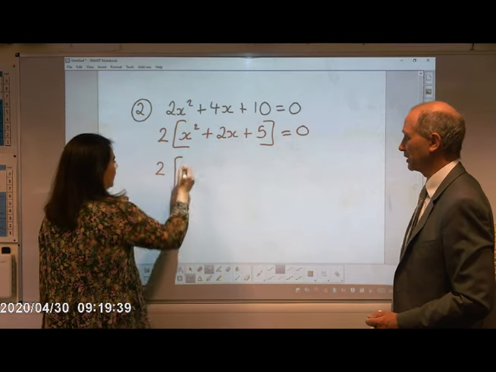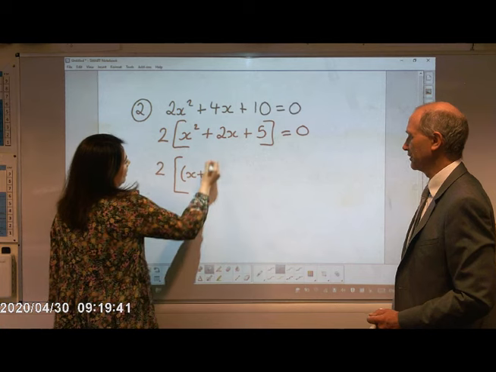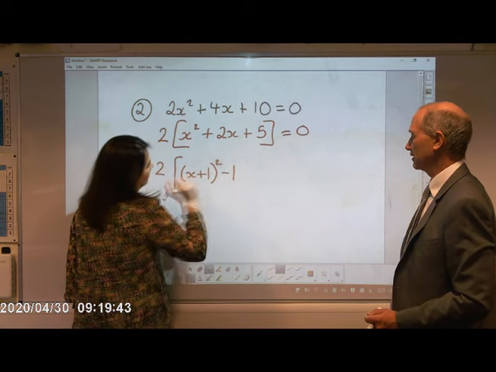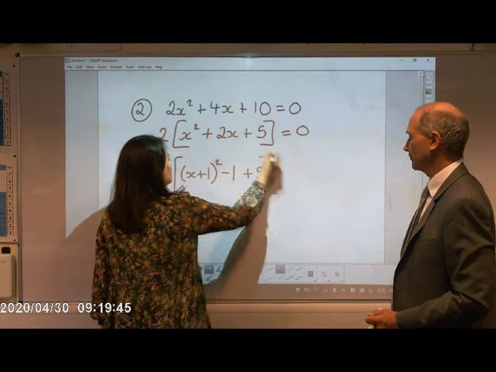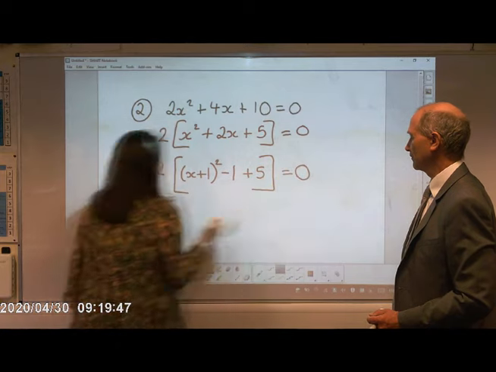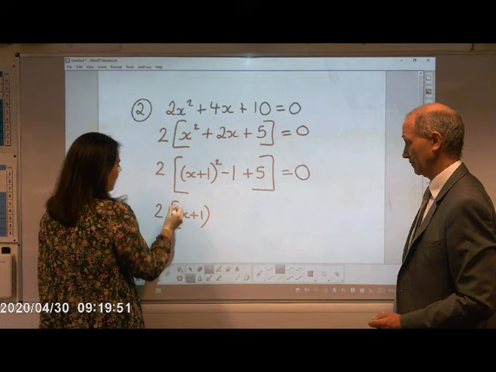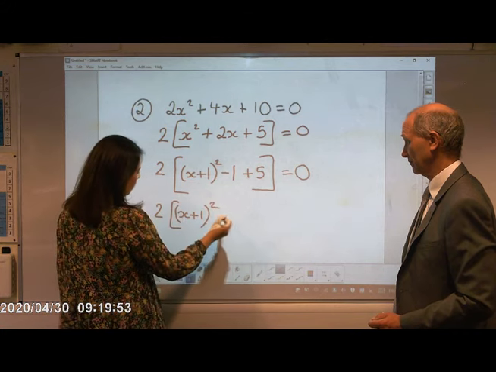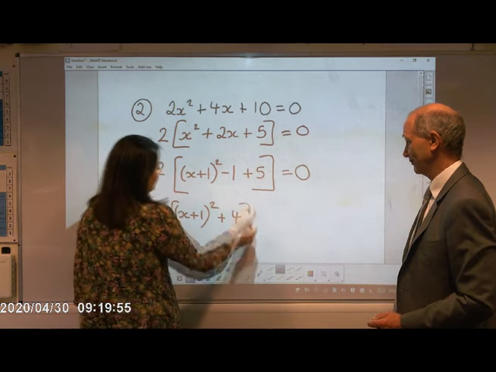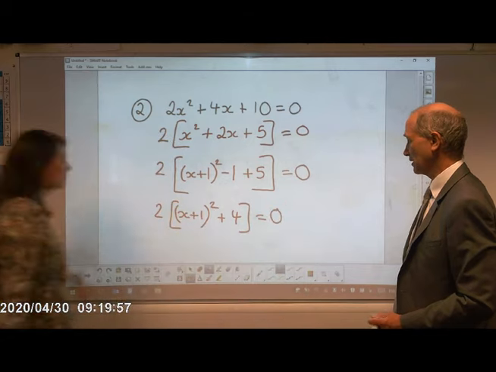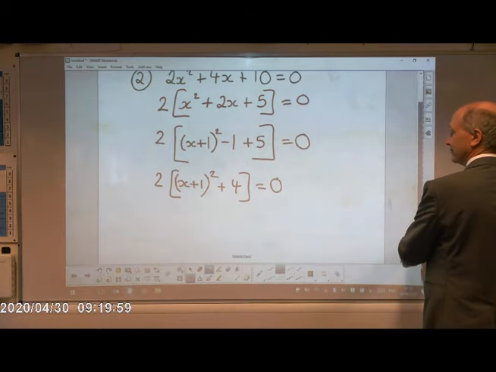Okay, so half it. So we're going to complete the square for that little bit. Half that, minus that squared, plus 5, okay, like that, and then carry on, get it into the format that we want, like that. Now, I'm not going to go any further with that, I'm just going to leave it as is.